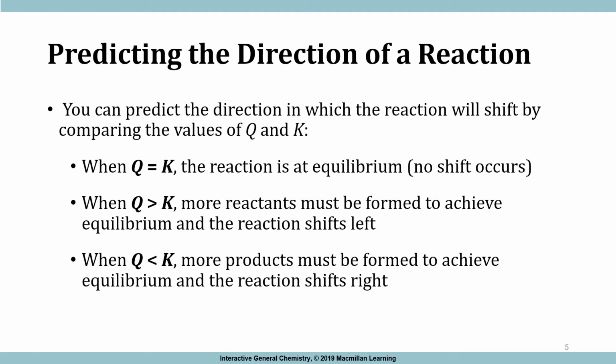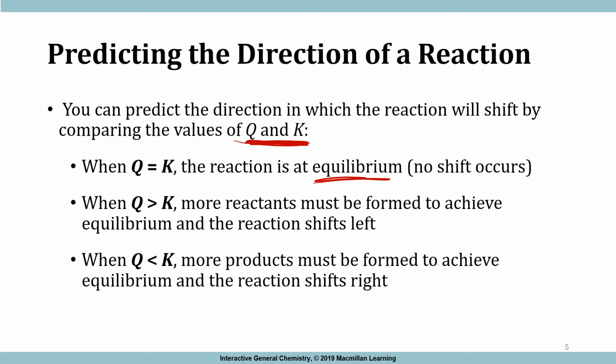We could also predict the direction in which the reaction will shift by comparing the values of Q and K. When Q is equal to K, the reaction is at equilibrium and there will not be a shift. So what's happening is, for these types of equations, we're changing something. We're changing a concentration, we're changing a pressure. And when that happens, you've upset the reaction and it wants to do everything in its power to get back to equilibrium. So we're trying to estimate and see which way it will shift to reach that equilibrium.